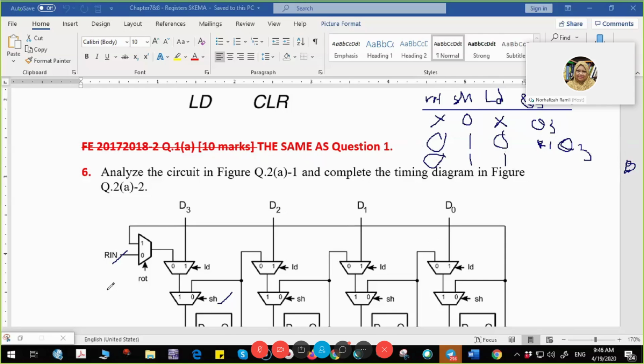But what if 0, 1, 1? Take data. Yes, it will take from D3. It will do the load, right? If here it is 1, 1, 1, from here, right? That means Q3 will take from Q0, right? Q2 will take from Q3, the same, right? Q1, this one will take from Q0, right? No. This one will take from this one.